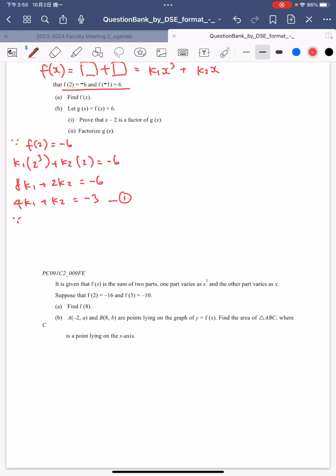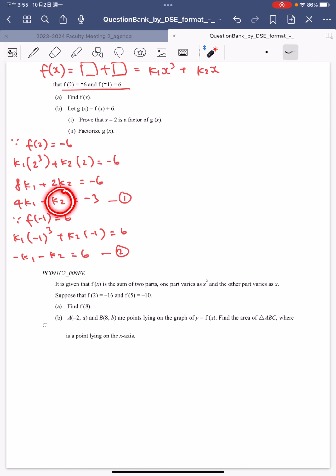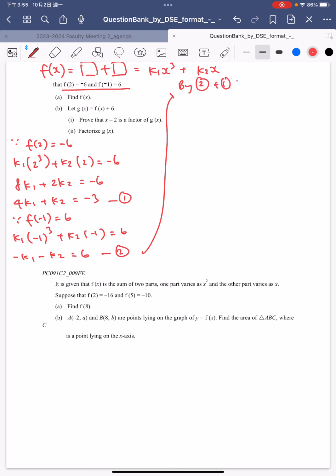Then we have the second condition, f of -1 equal to 6. So we have k1 times -1 cubed plus k2 times -1 will give you 6. We simplify it to get -k1 minus k2 equal to 6. So that's our second equation. To eliminate the variable k2, what we can do is add these two equations, because k2 plus negative k2 will give you 0. So we take the first equation plus the second equation.